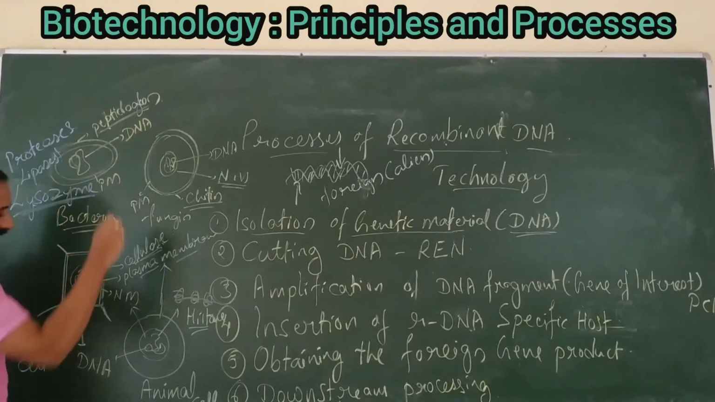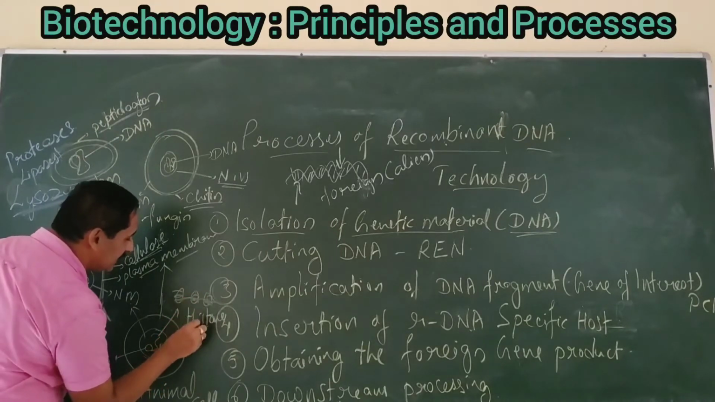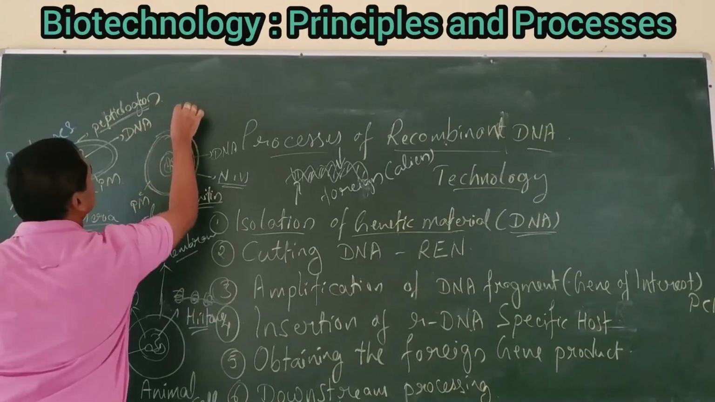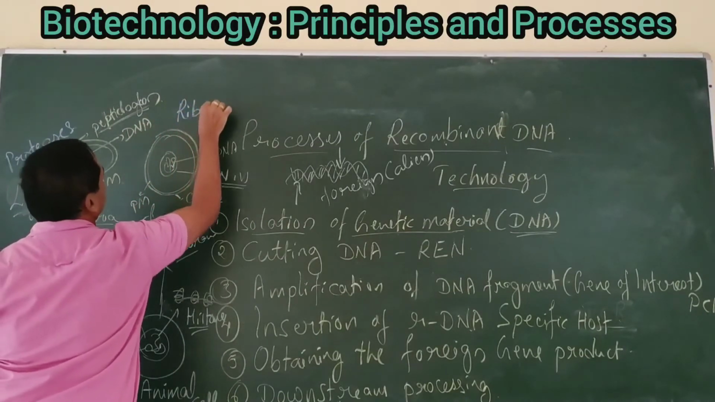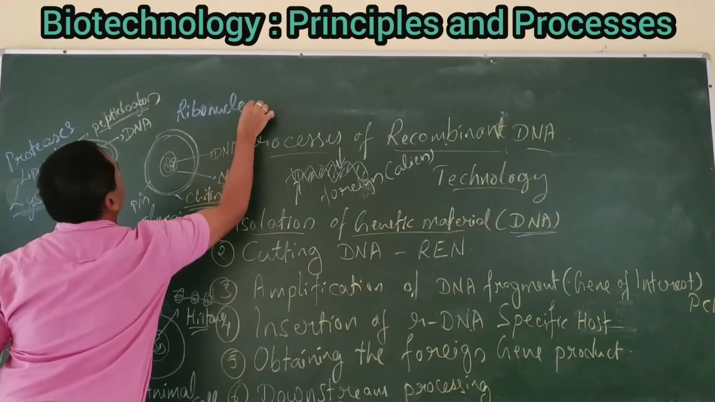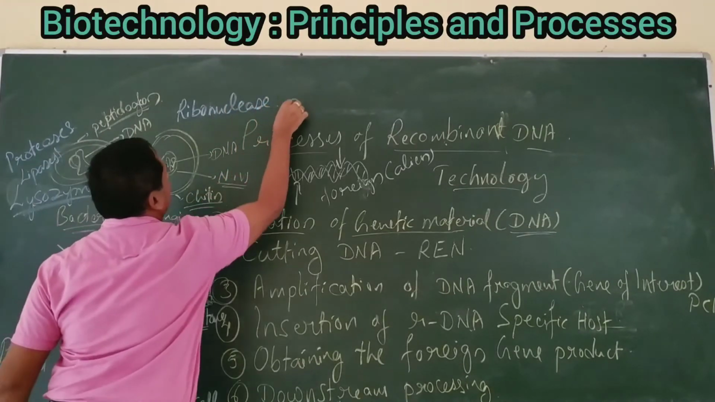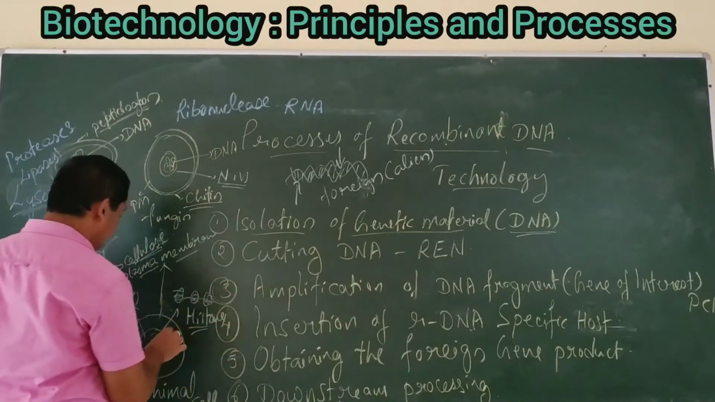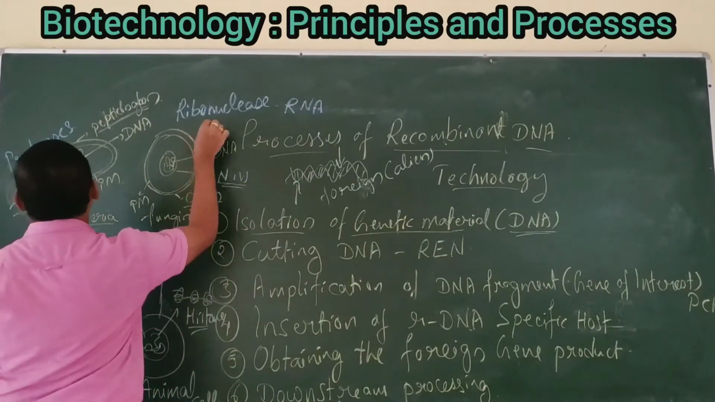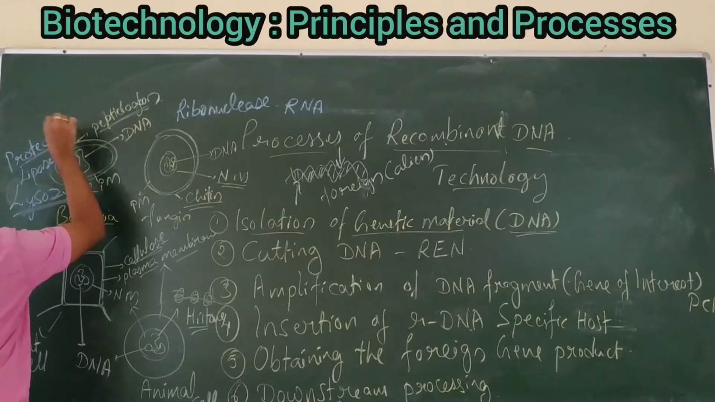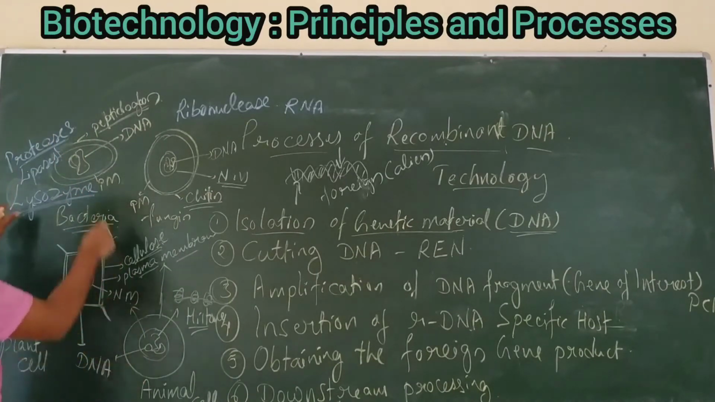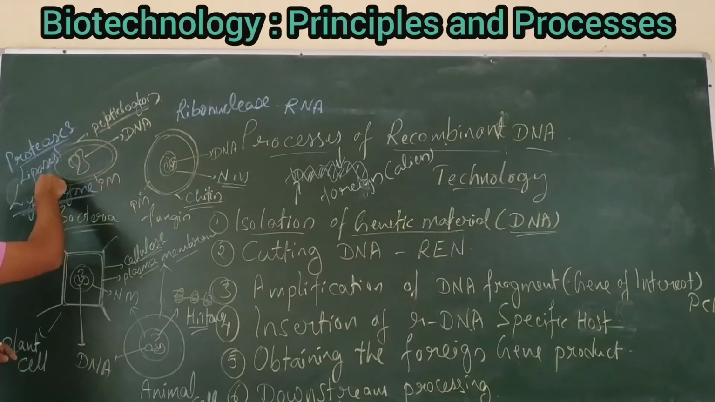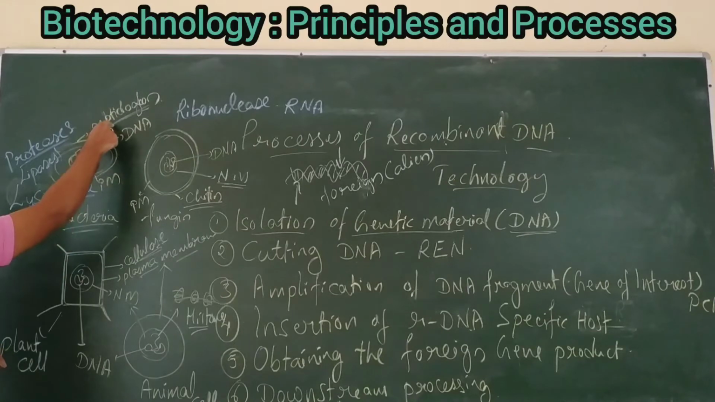When we are isolating the DNA, it contains the histone and also nucleoprotein. At that time you have to use ribonucleases. The ribonucleases degrade RNA present in the nucleus, and the histone protein is destroyed by using proteases.